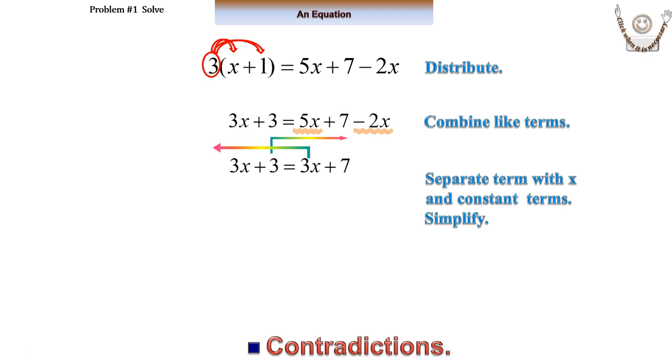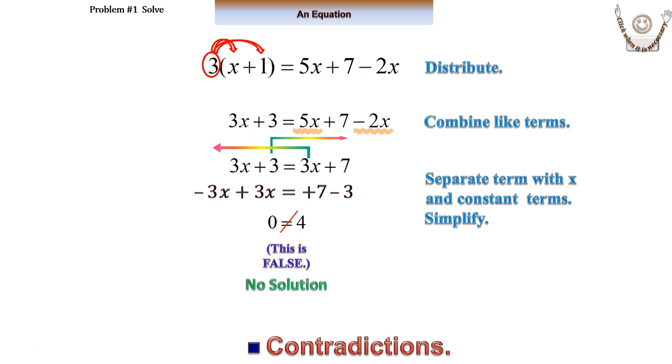Every time when you are moving from one side to another, you have to change the sign. So now we have negative 3x and positive 3x equals positive 7 and negative 3. Positive 3x and negative 3x is 0. Positive 7 and negative 3 is just 4, which is not true. This is false. So we have to say no solution. This equation is a contradiction.